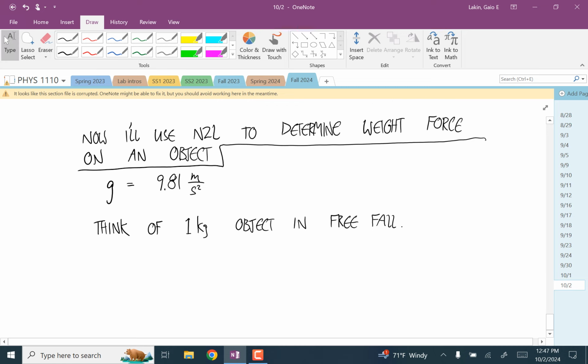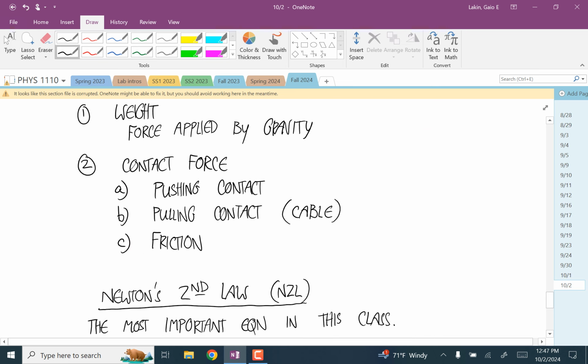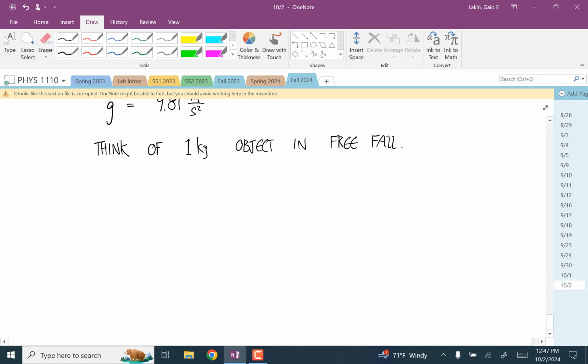Since it's in free fall, it's not touching anything, right? So if you look at these types of forces, it doesn't have any contact forces on it. The only force on it is weight, the force applied by gravity. And do we know what its acceleration is? We've been talking about this a lot, right? Projectile motion and free fall.